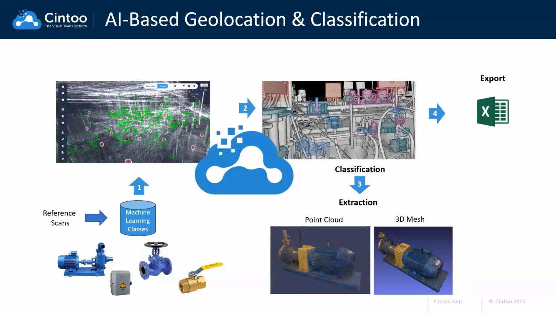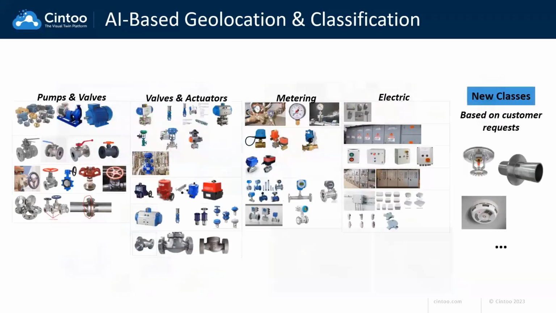What we have today in our library are those types of equipment, like you see on the screen: pumps and valves, actuators, gauges, etc., electric boxes. And we are always looking for new classes to add to this library. So if you're interested, let us know. We can discuss that.